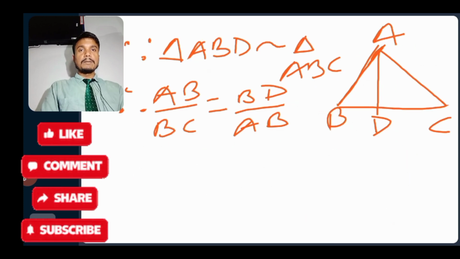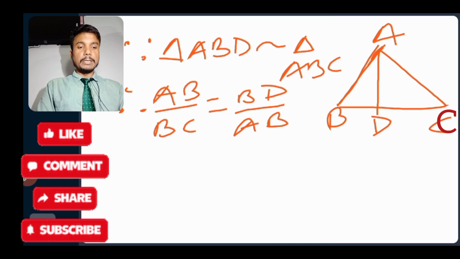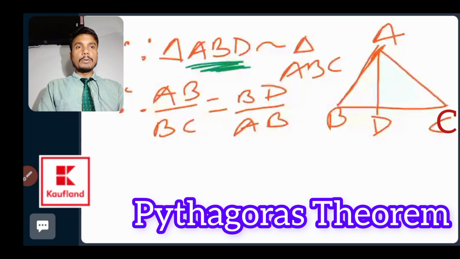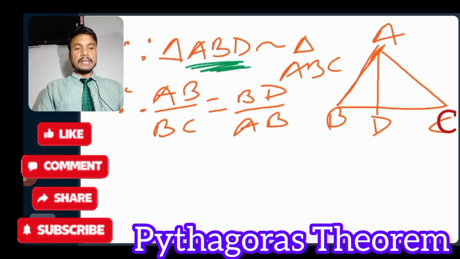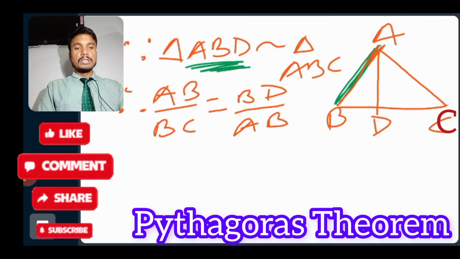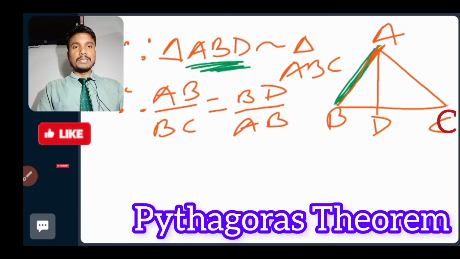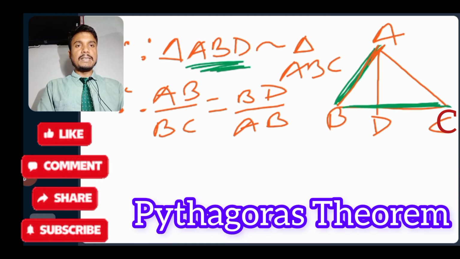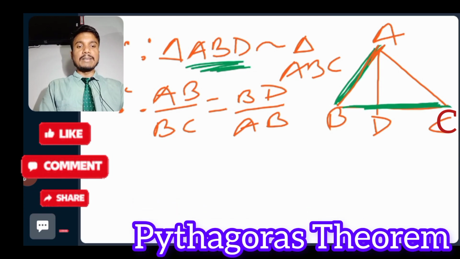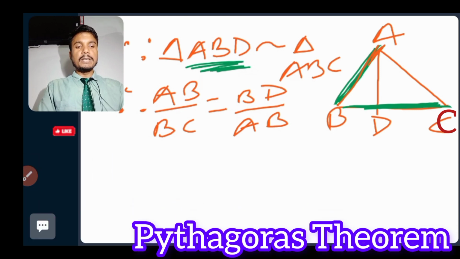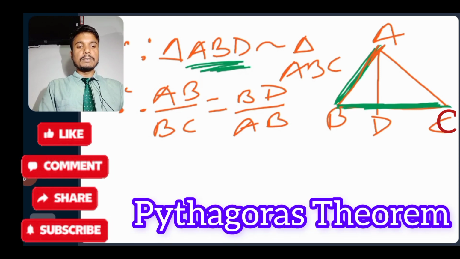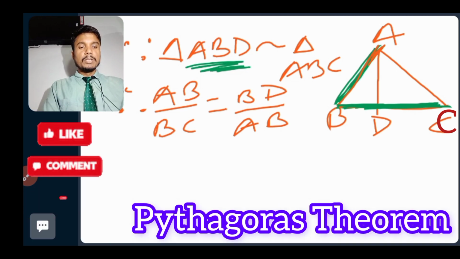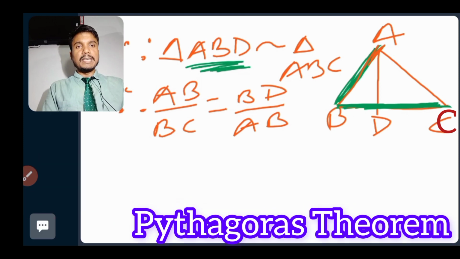Let's go back to the first part. Here, from triangle ABD, I have taken this side AB. This side AB is the hypotenuse for this triangle. For the bigger triangle I have taken BC, which is the hypotenuse for the bigger triangle. Then I have taken BD from the smaller triangle, and from the bigger triangle I have taken this AB part.